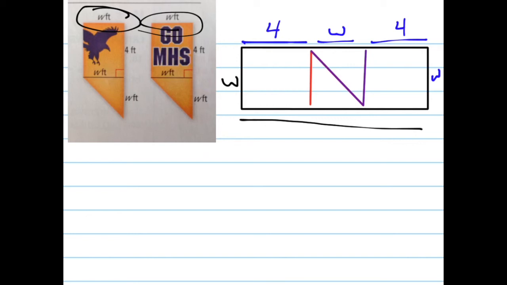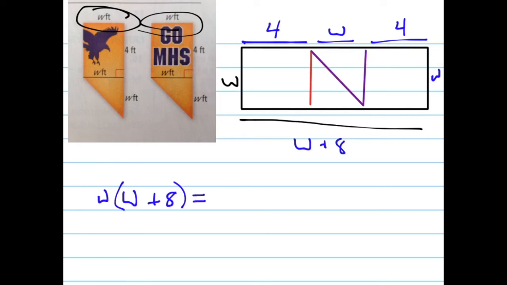Not 8W. Nope. Only got one W. But it's not 8 times W. 8 plus W. Okay, or W plus 8. Either way. Make sense? So how would I write the area of that rectangle? W plus 8 times W equals the area.